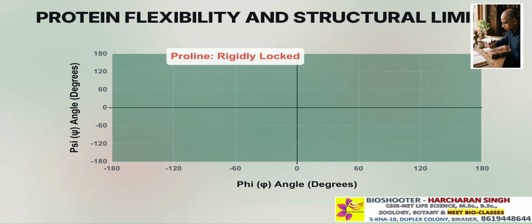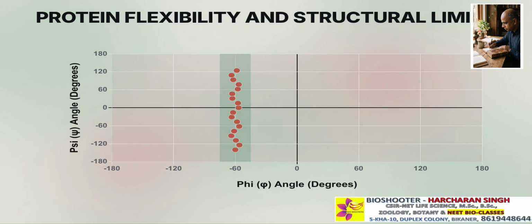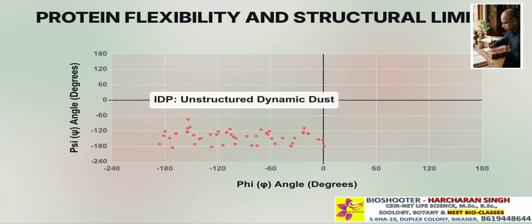At the other extreme is proline. Its side chain loops back and bonds to its own backbone, forming a rigid 5-membered ring. This structure permanently locks the phi angle around -60 degrees, confining its allowable coordinates to a narrow vertical sliver.